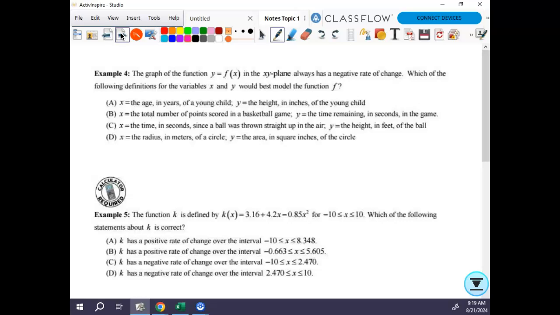So the graph of the function y equals f of x is in the xy plane. I know sometimes when y'all read that, you're like, wow, what the heck does that mean? It just means we have a function in the coordinate plane you've been graphing stuff in your whole life. That's all it means. It always has a negative rate of change. Which of the following definitions for the variable of x and y would best model the function of f?